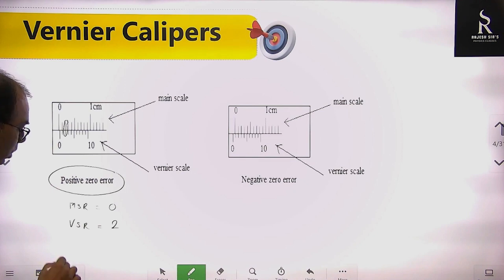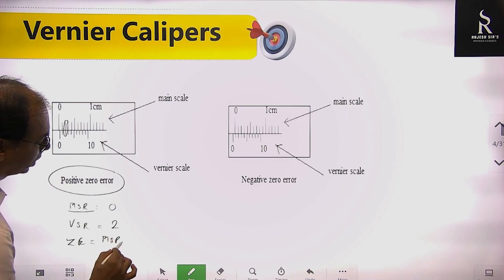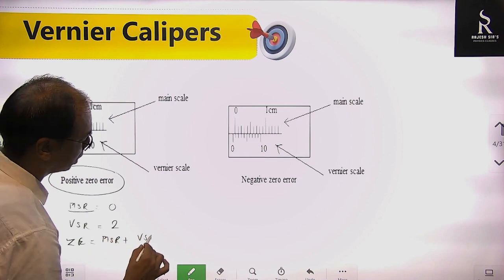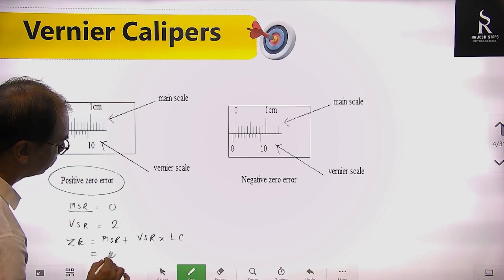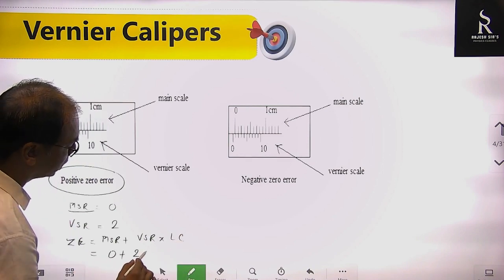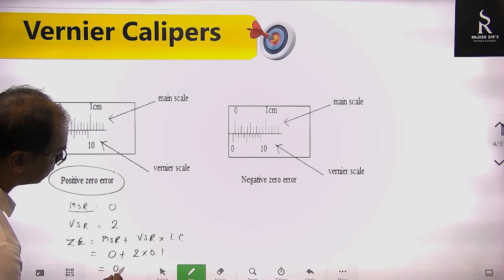So what is the zero error? Zero error again is the main scale reading plus the vernier scale reading into the least count. What is the main scale reading? 0, plus vernier scale 2. The least count is what? 0.1 mm. So that means the zero error is 0.2 mm.